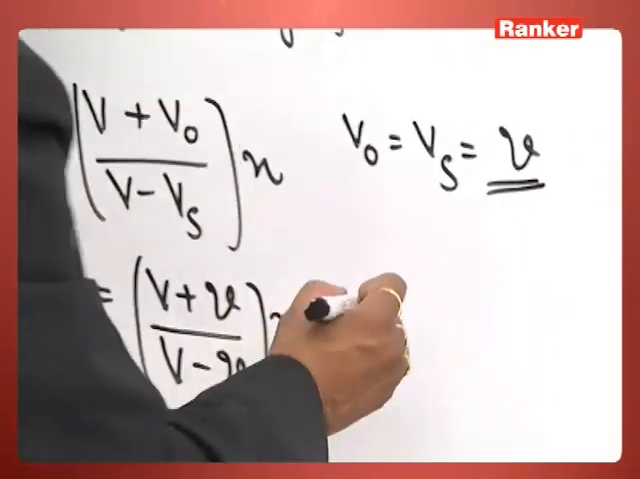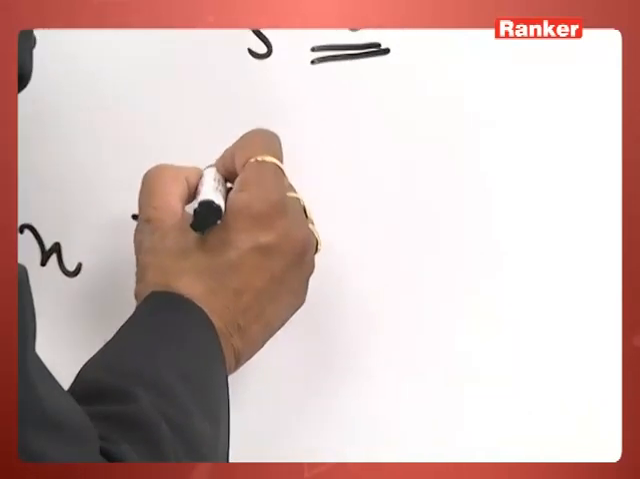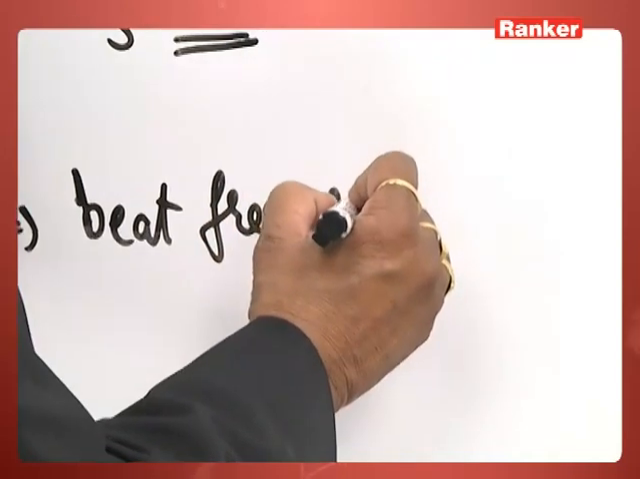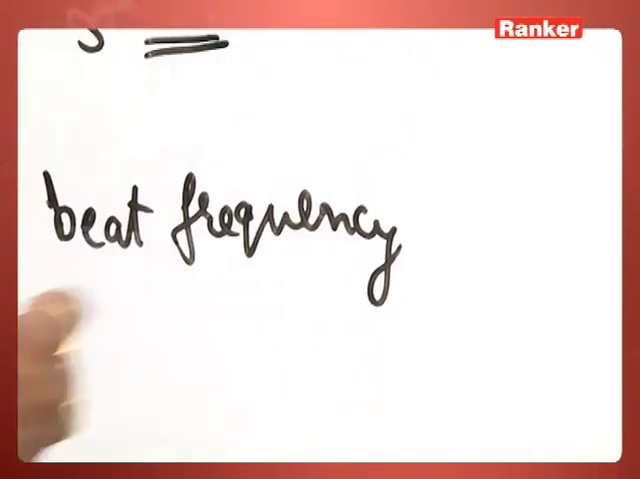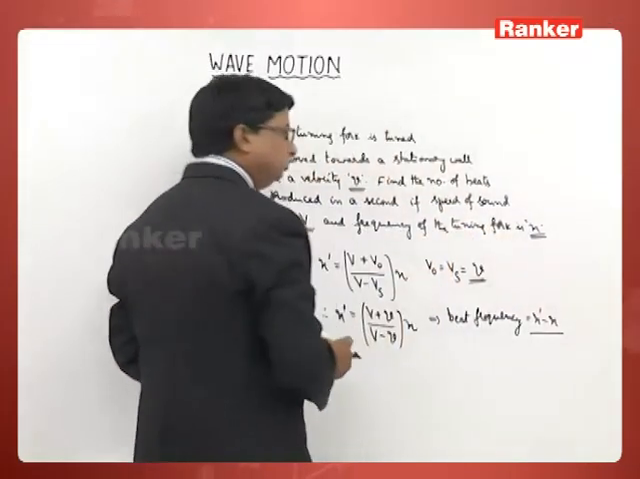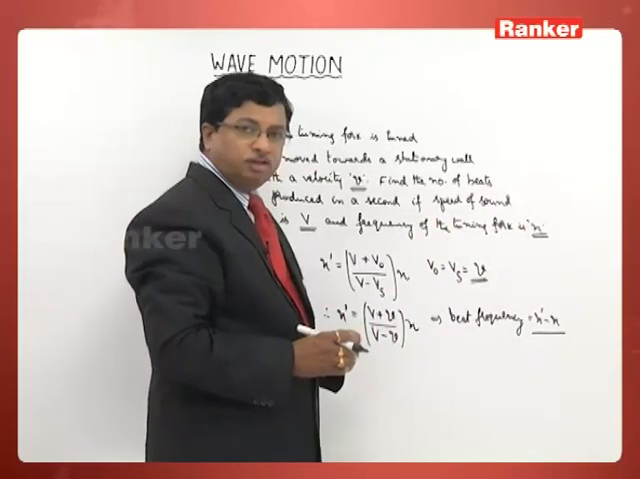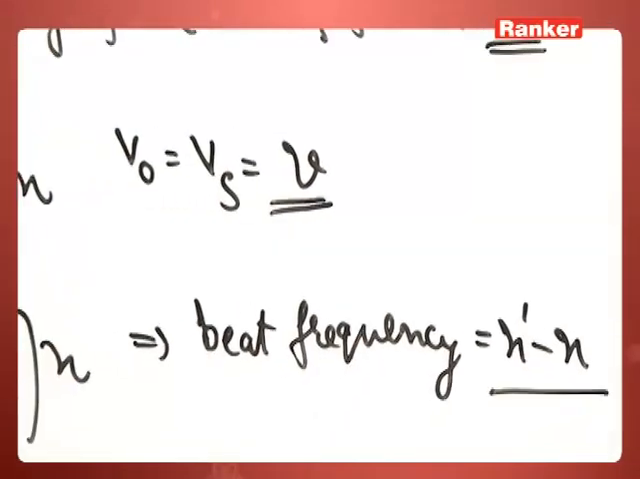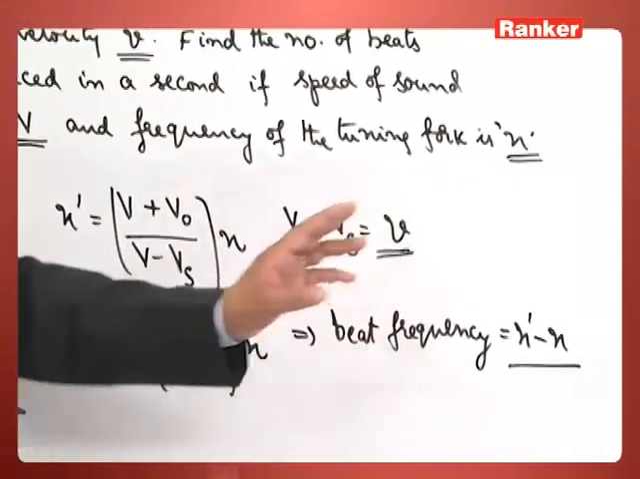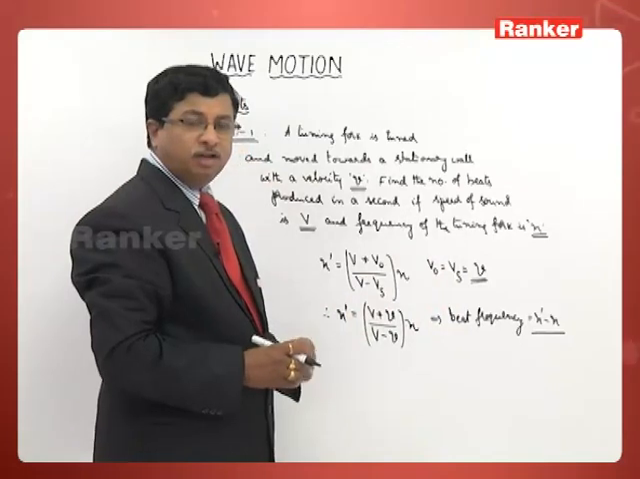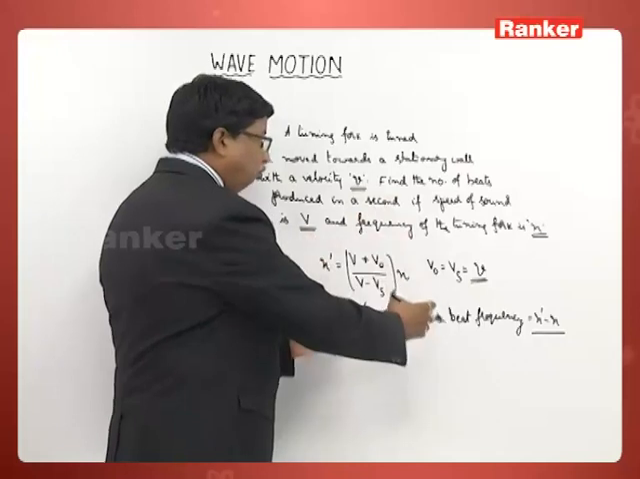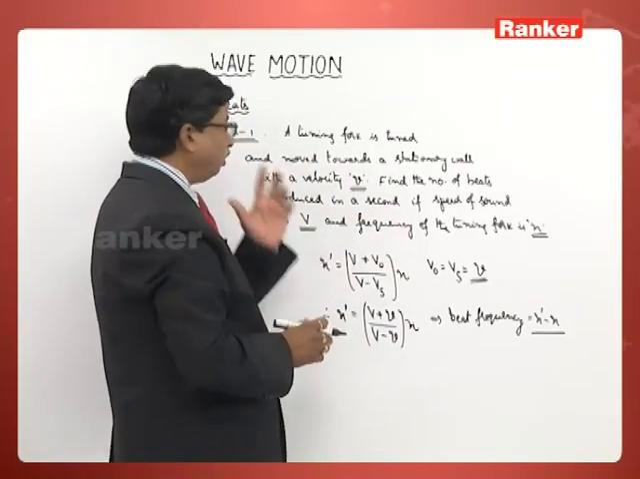After getting the value of N dash, you can find the beat frequency. What would be this beat frequency? That is the question. You can write that as N dash minus N. So, the initial or original frequency is given as N, and we are calculating the apparent value of frequency here. The difference of these two gives you the beat frequency, or the number of beats produced per second. This is one area one has to concentrate on.